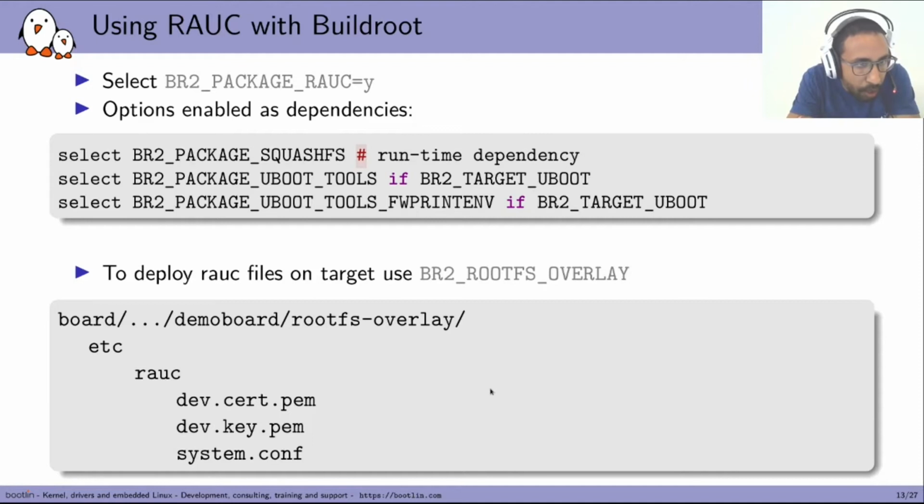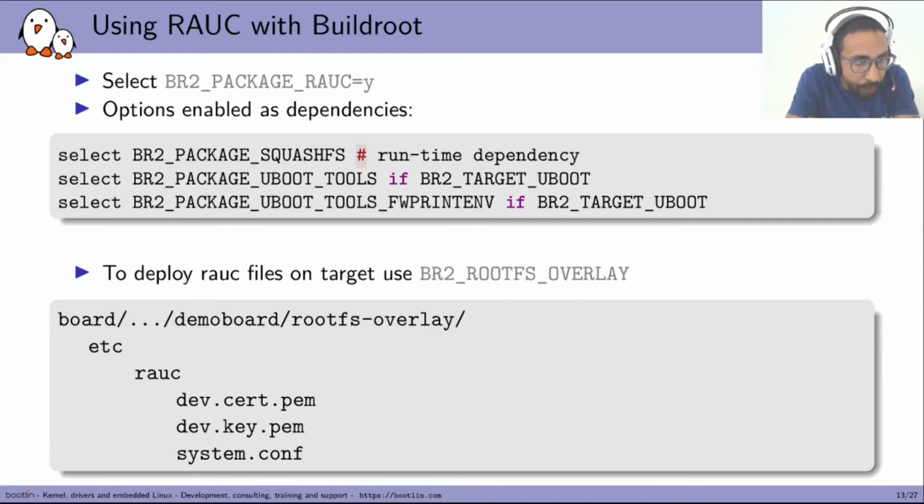So now let's see with Buildroot how to integrate RAUC with Buildroot. We start by enabling the package in our build configuration. RAUC has been supported since Buildroot, I guess it was 2018.10, if I'm right.